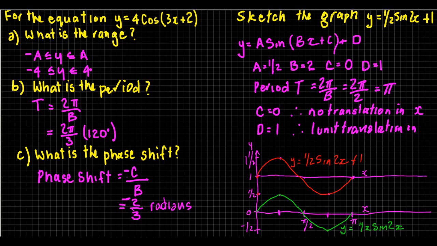What is the phase shift? Well, again, we have a formula for the phase shift. It's equal to negative c over b. Again, from our general equation, we can see that c is 2 and b is 3. So therefore, the phase shift in this instance must be negative 2 over 3, negative 2/3. Let's not forget that's in radians.